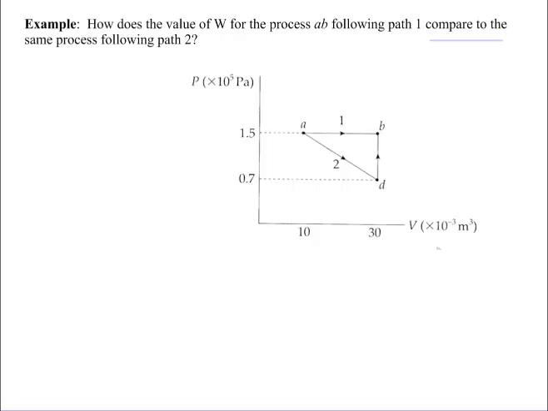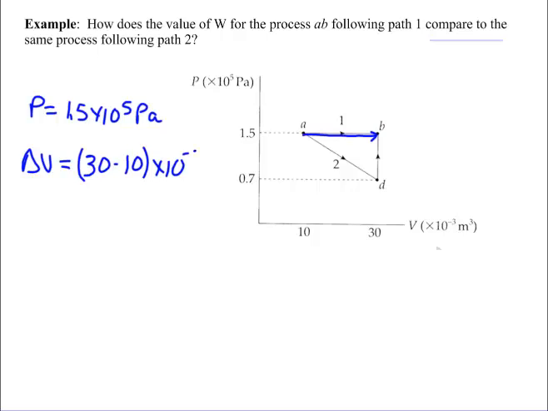We'll start out with path 1, so we're going from A to B this way. So we have constant pressure, and our pressure is 1.5 times 10 to the 5th pascals. Our change in volume is final minus initial, so it's 30 minus 10 times 10 to the negative 3 meters cubed. So work is just going to be P delta V. Multiply those two together, and I get 3,000 joules. Now, the gas is getting bigger volume-wise. Since work is done by the gas, it's going to be positive. So work is the area under the curve. So there's the amount of work done going from A to B along path 1.